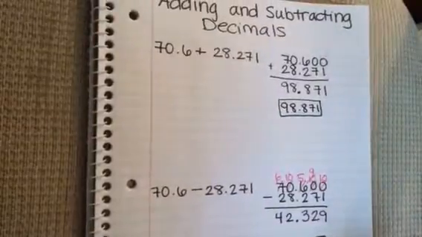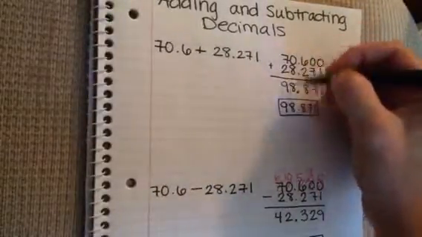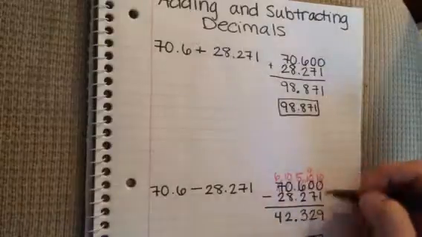And that's about it. So just remember, when you're adding and subtracting with decimals, you have to make sure each column is lined up with its similar column.